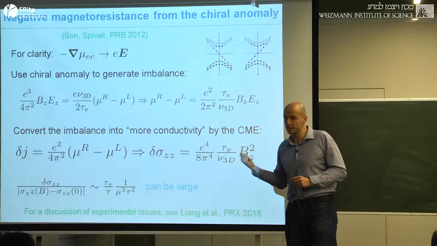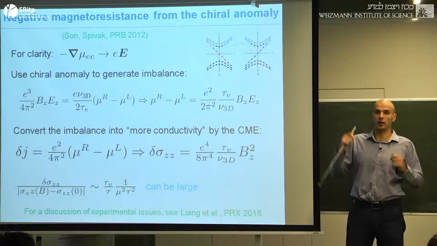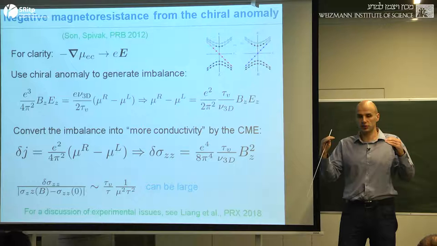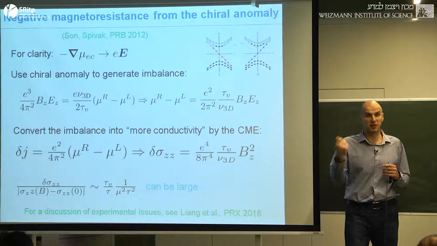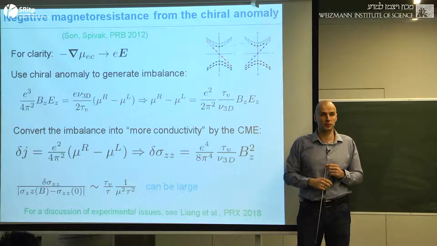If you take a magnetic field, now we know we need to put a current along the magnetic field. You will have this happening in your material, and then you take this and convert it into an additional conductivity by the chiral magnetic effect. So you use the magnetic field twice. First you use it to bias the valleys, and then you use it again to turn this bias into additional current. So it's a B squared kind of effect. You have the B squared magnetoresistivity, and it's negative because you make it easier to flow along the magnetic field. You get more current along the magnetic field. So it's a negative longitudinal magnetoresistance, which has nothing to do with anti-localization.